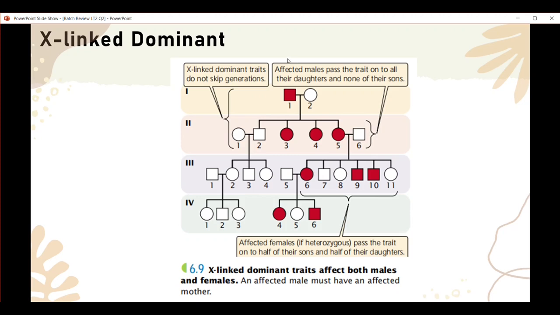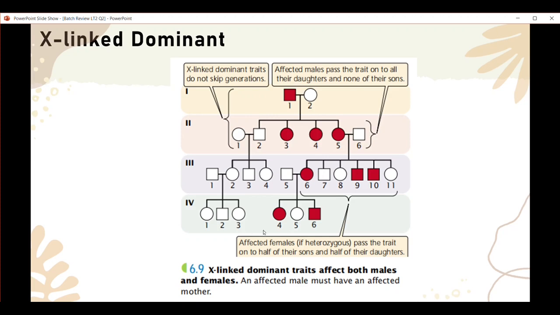So let's look at the details. Affected males will pass the trait on to all of their daughters. Notice that the male is affected, and then all the daughters are affected, but none of the sons. This will indicate that it's X-linked dominant because the male will only pass on the Y to his sons, and the X would be containing the disease allele, the dominant allele. So all the female children would be affected as well.